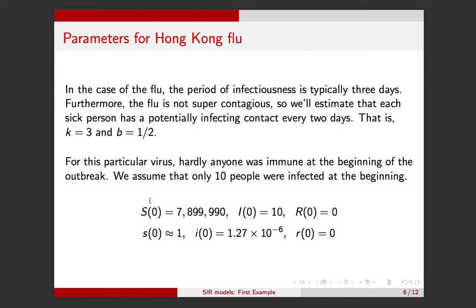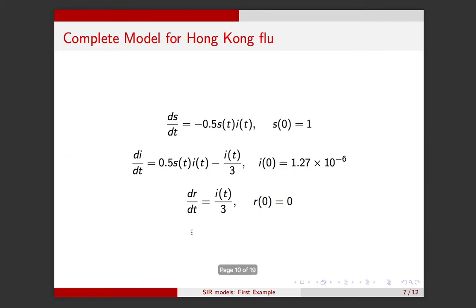So recall the capital letters are the raw totals. So if there are 10 people initially infected, and the population of New York City was 7.9 million at the time, here's the number of susceptible people, and nobody is recovered. And then here are the corresponding percentages. So I of 0 is approximately 0. It's very small, right? Initially, there's a very small percentage of people infected, and the percentage of people susceptible is basically 100%. So with all that said, here's the model.